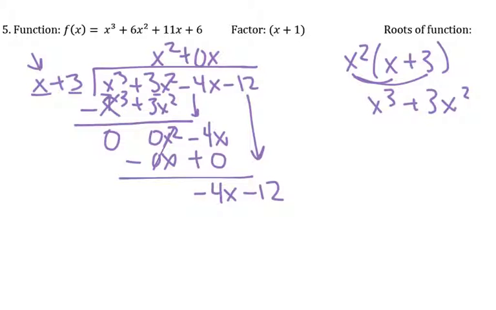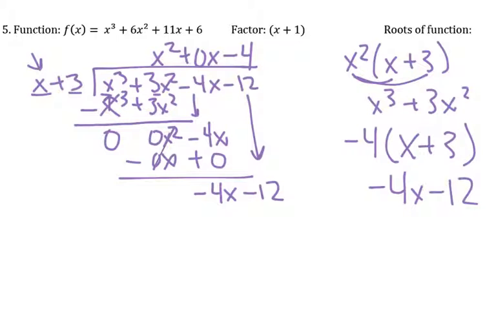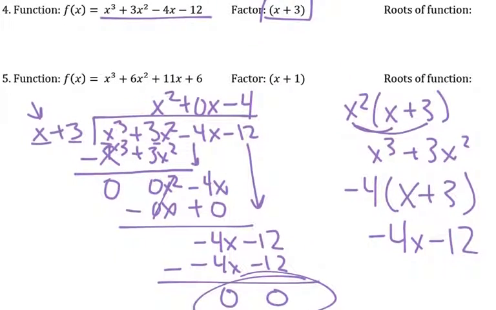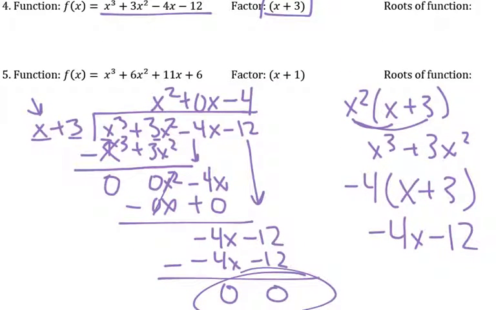Okay, how does x become negative 4x? Well, multiply it by a negative 4. This one's kind of odd, isn't it? So we get negative 4x minus 12. So negative 4x minus 12, they're the same thing, right? So if we subtract, they both become 0. That's what we want to end up with. So we have a factor. Okay, now what do we do with that?